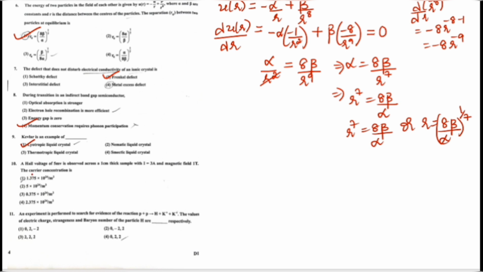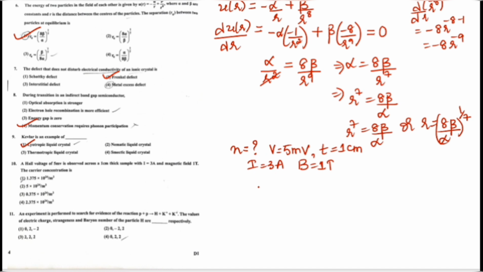Yes, next we will be moving on to question 10, which is again from the solid state physics. The Hall voltage of 5 millivolt is observed across a 1 centimeter thick sample with current I equal to 3 ampere and magnetic field equal to 1 Tesla. The carrier concentration is n. They have asked what is n. So they have given the voltage 5 millivolt, the thickness t equal to 1 centimeter, the current I equal to 3 ampere, and the magnetic field B equal to 1 Tesla.